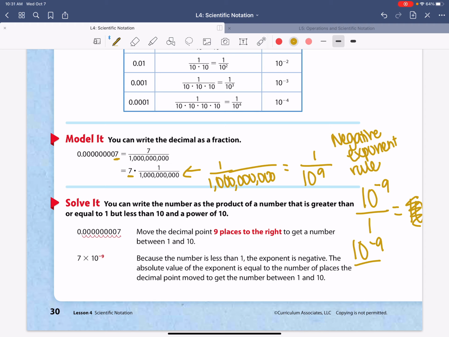Our number ended up being 7, and we moved our decimal 9 times. Because the number is less than 1, the exponent is negative. The absolute value of the exponent is equal to the number of places the decimal point moves to get the number between 1 and 10. That's very important. Please put a cloud or something around this statement so you understand what our exponent actually represents. It represents the number of times we've moved, and if it's positive or negative, it just tells you which direction you moved. I like to think of it that way.